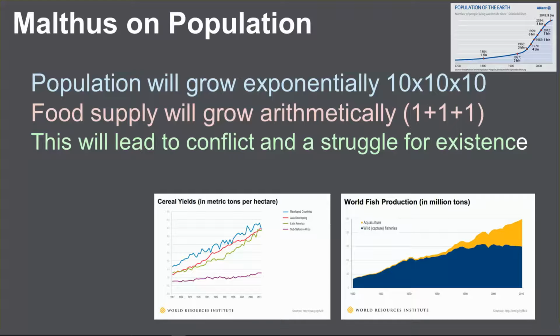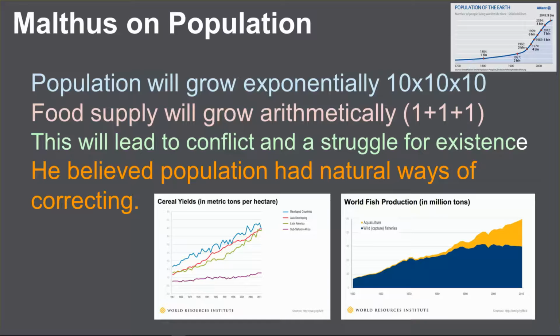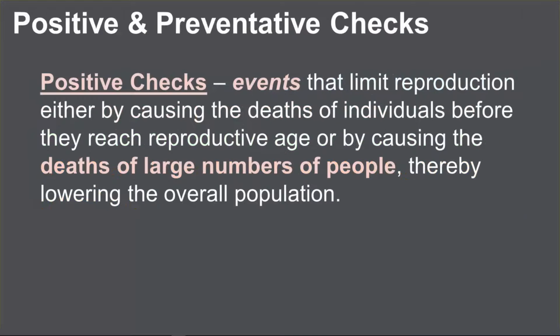And again, this is through a number of scientific means, and I'm not trying to say whether those are right or wrong, but it definitely challenges a bit of Malthus's thinking that we would have this problem where we'd run out of food. He believed the population in his mind had natural ways of correcting it instead of artificial or scientific ways. He saw these as what he called positive and preventative checks.